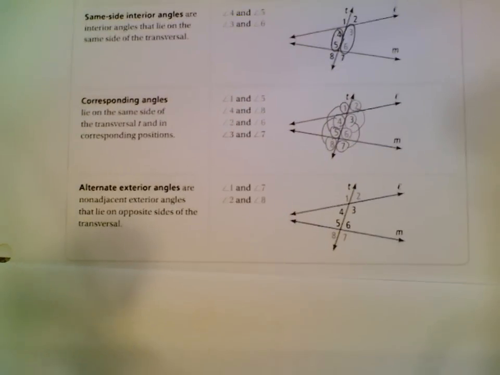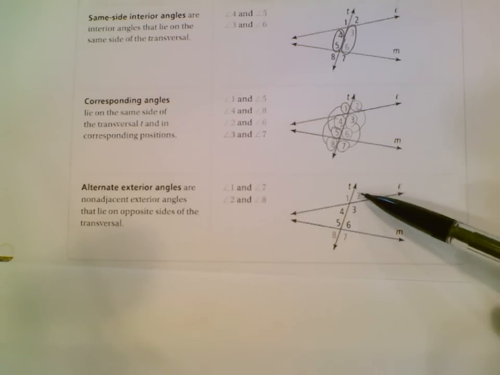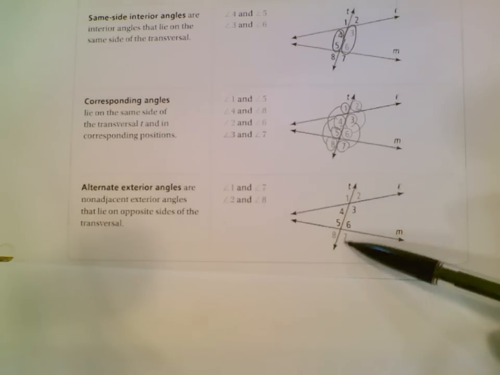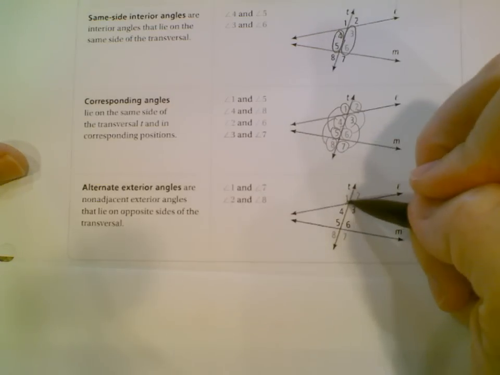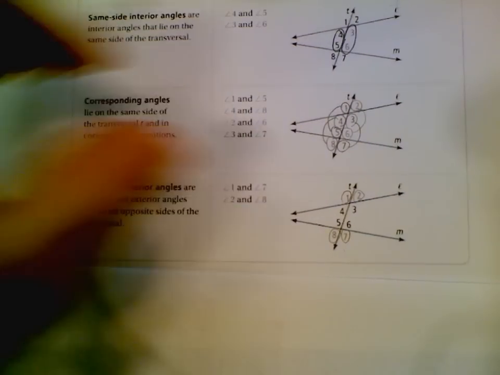And then last, alternate exterior. Exterior means I'm on the outside of these two lines. That means I'm out here. Alternate means I'm going to change sides of the transversal. So 1 and 7 are going to be alternate exterior, and then 2 and 8 are going to be alternate exterior.